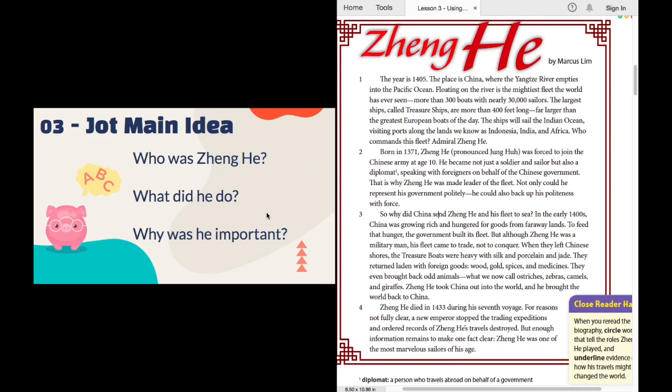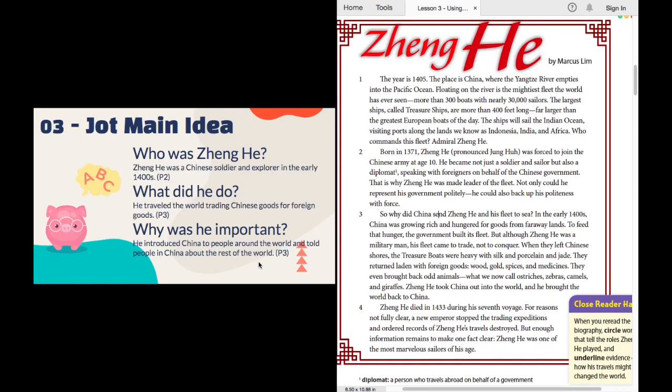And it says, why was he important? Why did the author write about this? So in paragraph 3 also, it says that Zheng He took China out into the world and he brought the world back to China. So why was he important? He introduced China to people around the world and told people in China about the rest of the world.